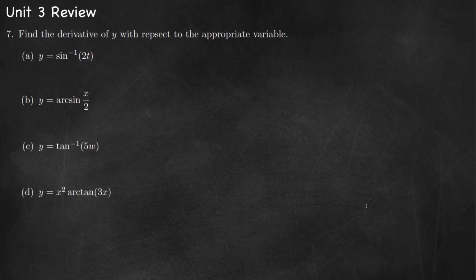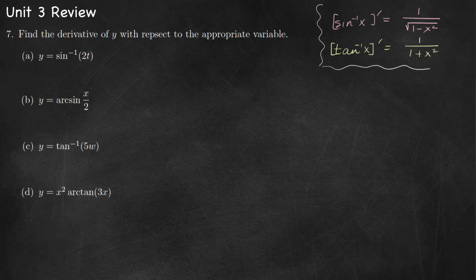Number 7, find the derivative of y with respect to the appropriate variable. So let's recall our derivative rules for sine inverse and tan inverse. The derivative of sine inverse x is 1 over the square root of 1 minus x squared. And the derivative of tan inverse x is 1 over 1 plus x squared. Okay, so we'll be using those rules to do these problems.